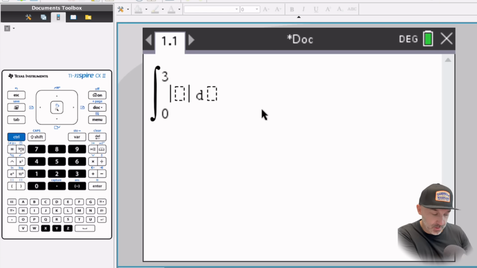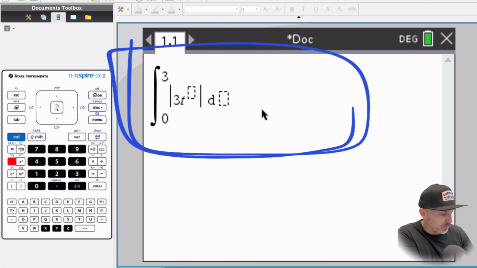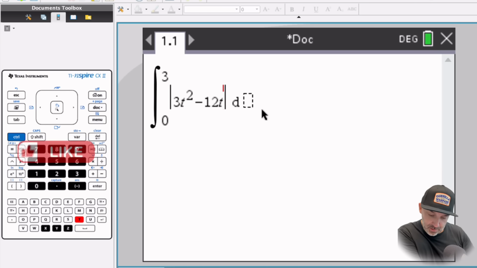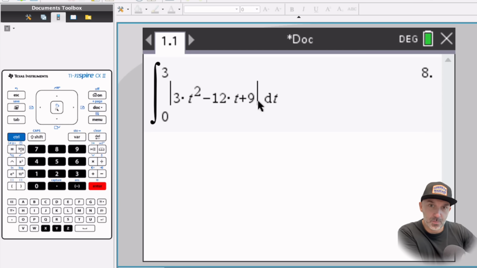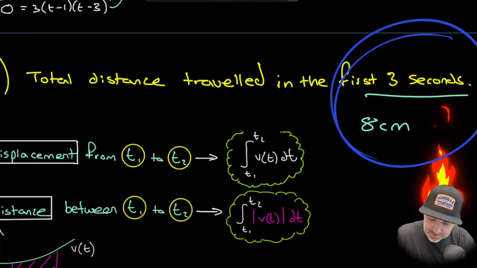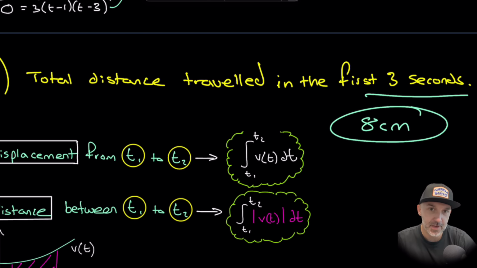Then we have our expression for velocity, which was 3t squared minus 12t plus 9. You can use x, but just make sure whatever you use that you put the corresponding variable here at the end. So we're integrating with respect to t. Press enter, and it is 8. So the total distance traveled is 8 centimeters. If we jump back over to the question, we are getting a value of 8 centimeters using the graphical calculator. And that is the end of the question.